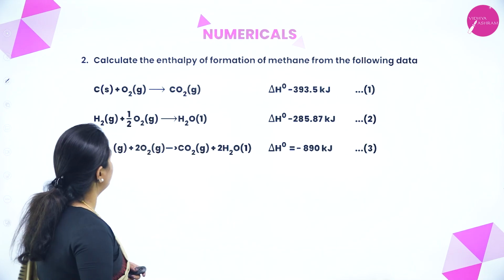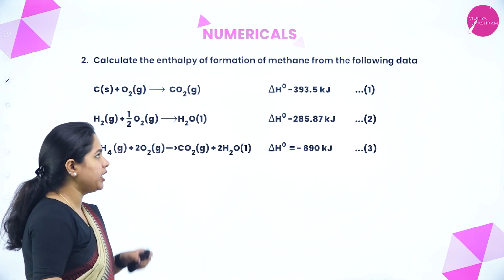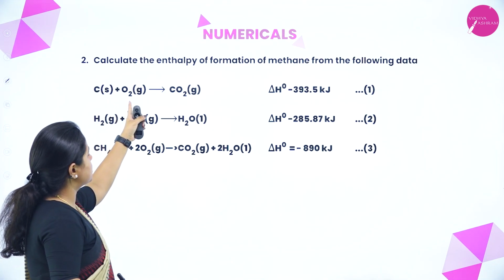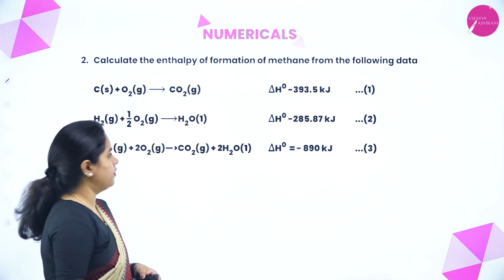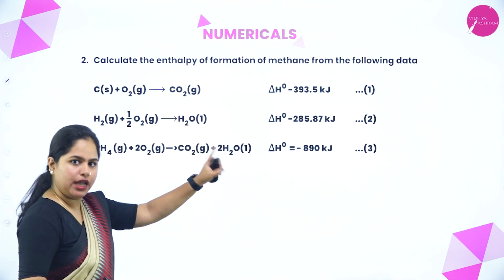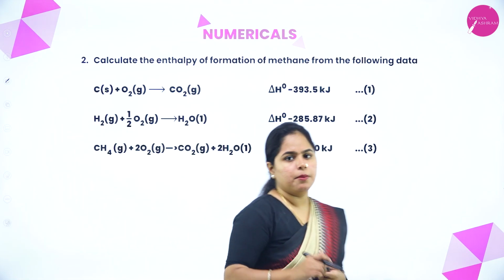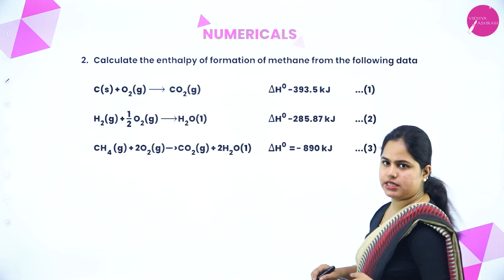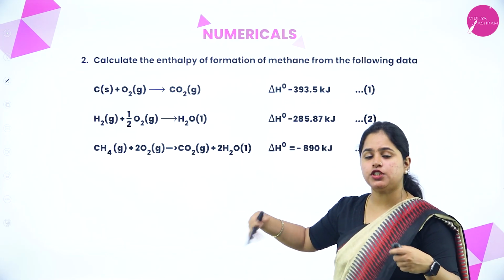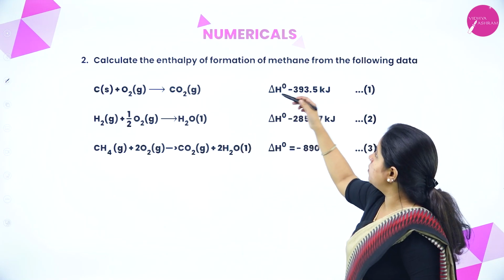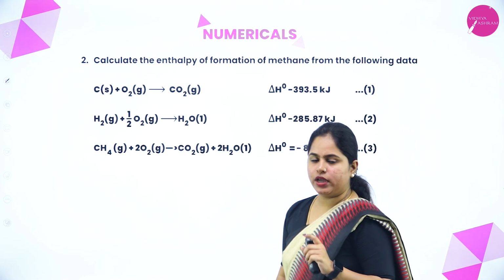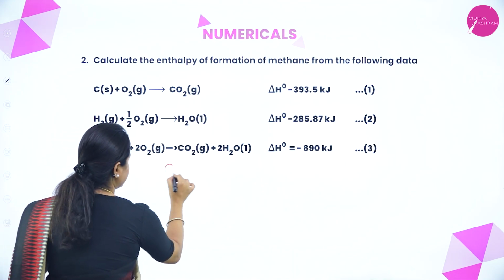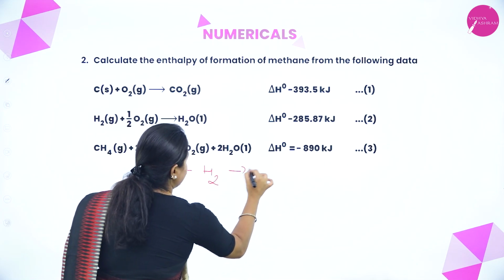Now moving on to the next numerical. Calculate the enthalpy of formation of methane from the following data. So the reactions are already given to you. Carbon plus oxygen giving carbon dioxide. The enthalpy is given. Hydrogen plus half O2 giving water. Enthalpy is already given. And the next one is methane plus 2O2 giving carbon dioxide and 2 molecules of water. Enthalpy is given. So the 3 reactions from which we have to calculate the enthalpy of formation of methane are given. So now what is the reaction that we require? That is enthalpy of formation of methane. That means carbon plus hydrogen will give you CH4.